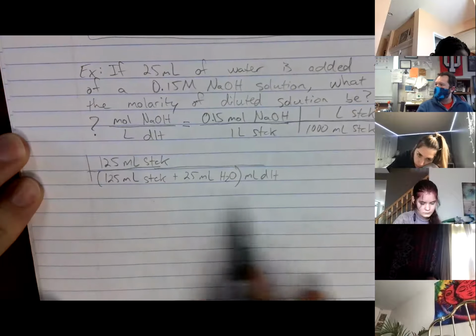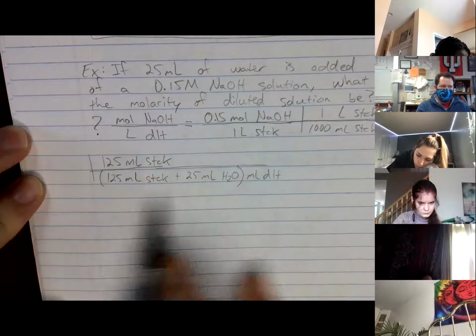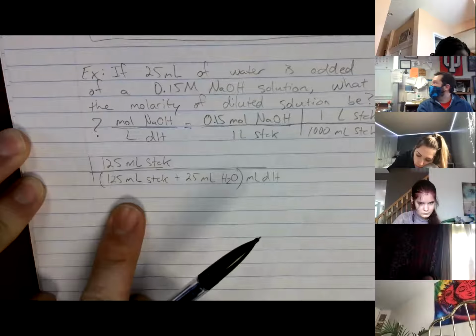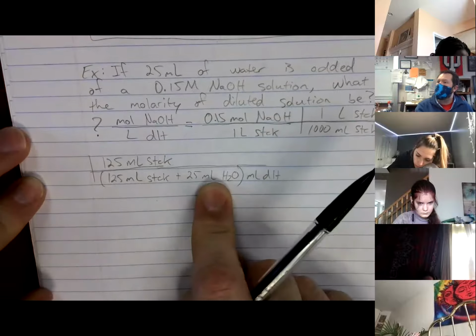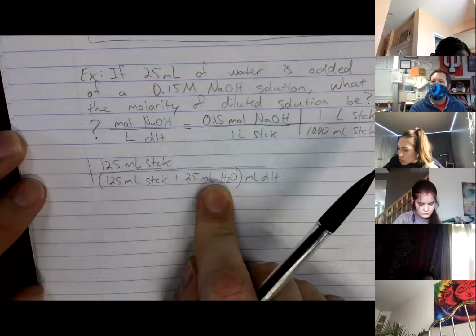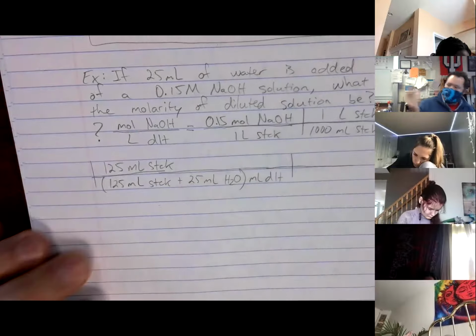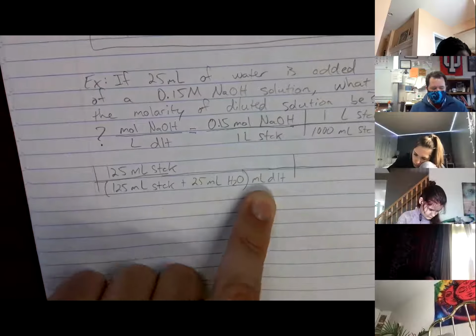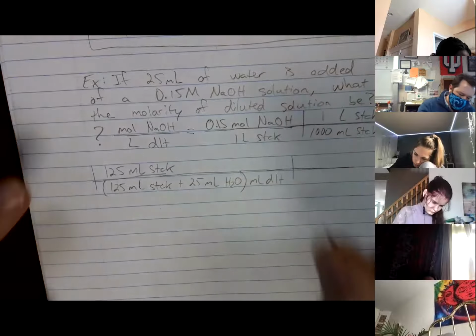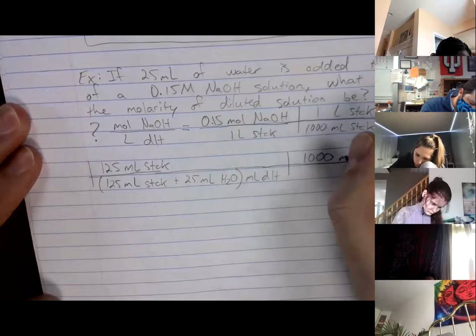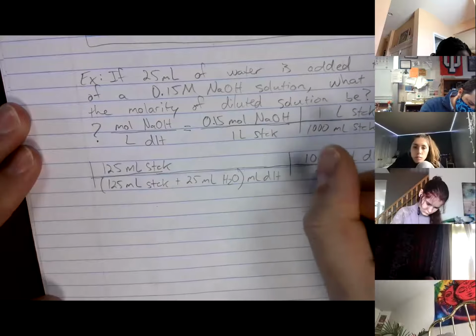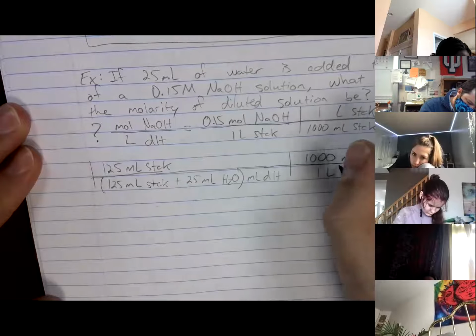How do I get my dilution? I had 125 milliliters of stock and I added 25 milliliters of water. And if you see that, and you're like, oh yeah, that's what the volume of our dilution is, awesome. Just write 150. 150 is awesome. Go for it. Final step then, we don't want milliliters of dilution on the bottom, we want liters, but that's a really simple conversion. There it is.